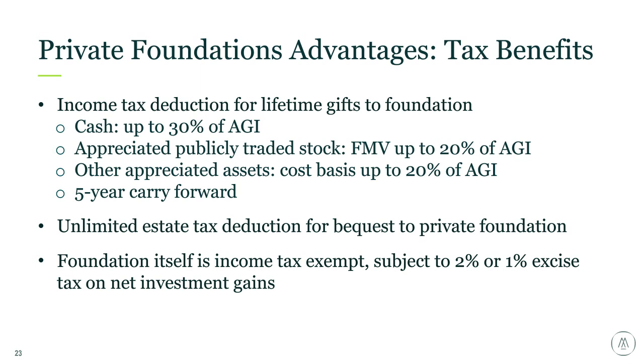You also get a deduction for appreciated publicly traded stock. And if the stock is held for more than 1 year, the donor can generally enjoy an income tax charitable deduction for the asset's full market value and avoid tax on the capital gain. The deduction limit is going to be 20% of AGI. Any donations beyond that limit can be carried forward for 5 years. You can also donate other appreciated assets, and in that case you would get a deduction of cost basis up to 20% of AGI.